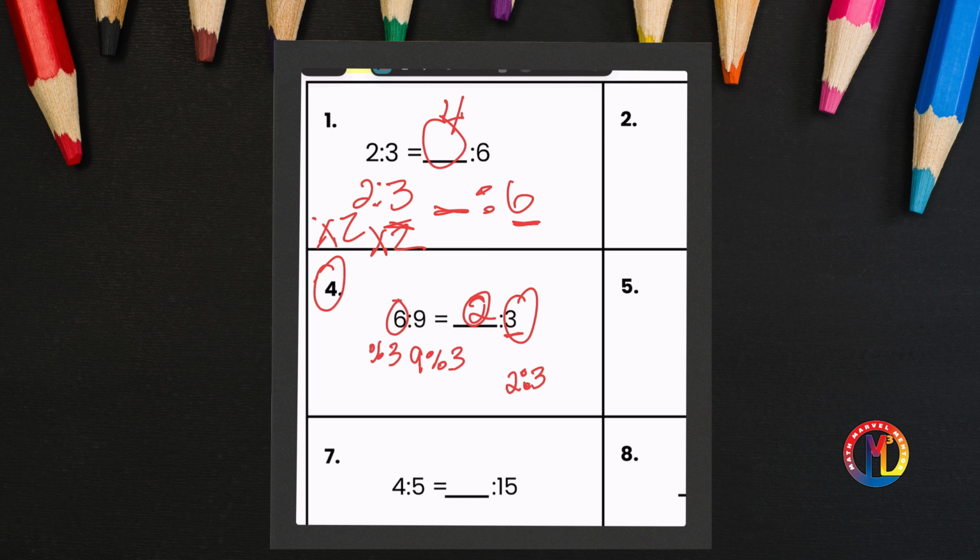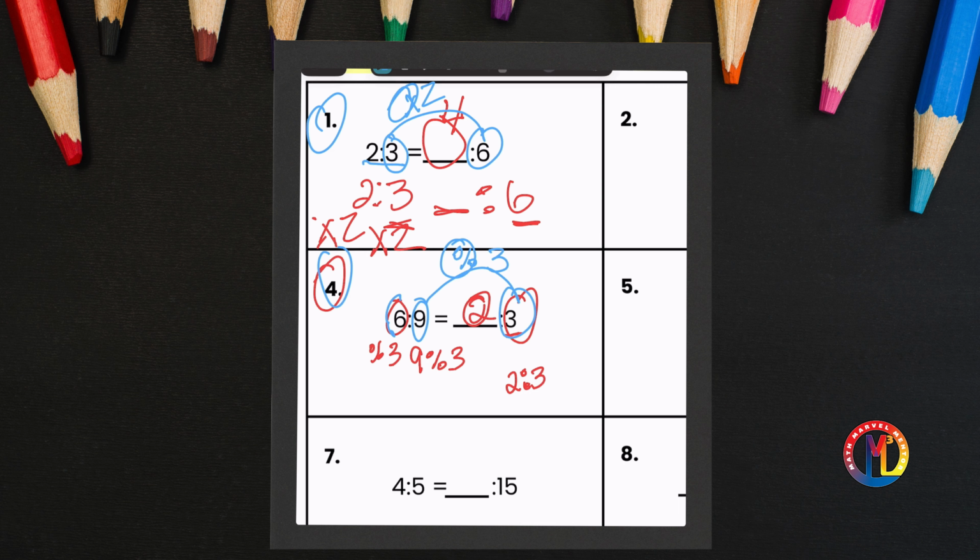And so we can see now, if we're comparing number 1 and number 4 together, for 2 to 3, to get from 3 to 6, I had to scale up, right? To go from 9 to 3, I had to scale down, which is why I divided. Okay, so as we're scaling up, we're multiplying, and as we're scaling down, we're dividing.